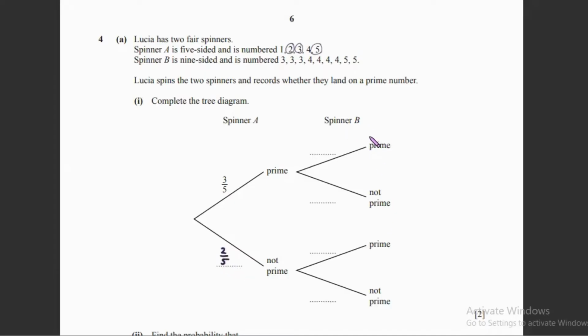In the second one, spinner B, getting a prime number, we have the 3s and then the 5s. So there are five numbers there, 5 out of 9. So not prime will be 4 over 9. So this will be the same thing here, 5 over 9 and 4 over 9. This is what we have.